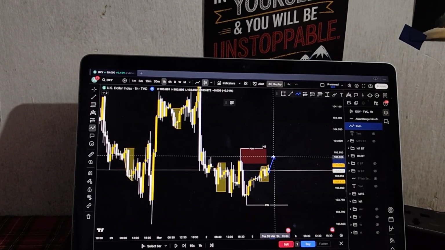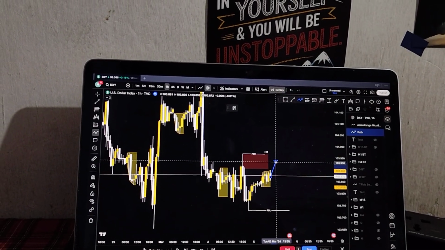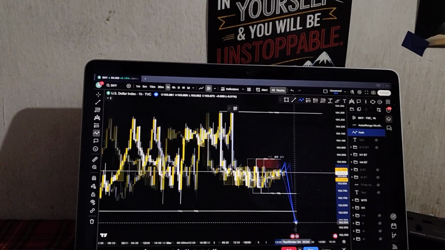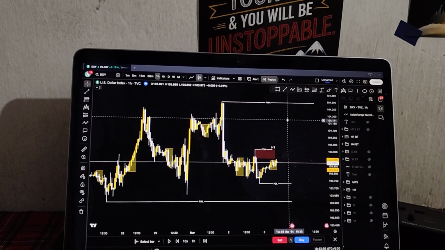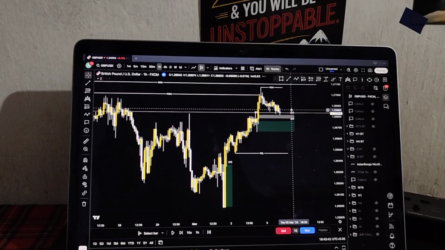The Asian high liquidity sweep, M30 supply mitigation, and target the previous day low or the previous week low. Also, we can target the previous week low.